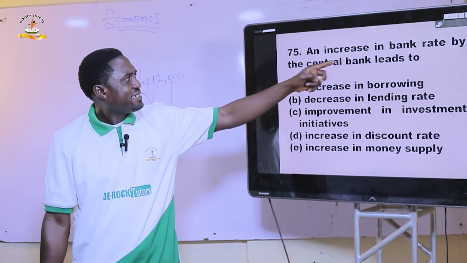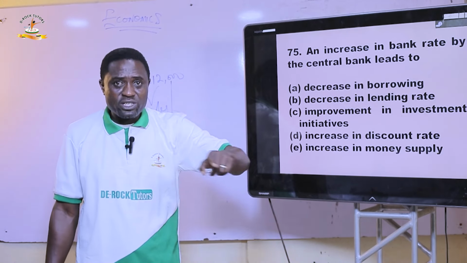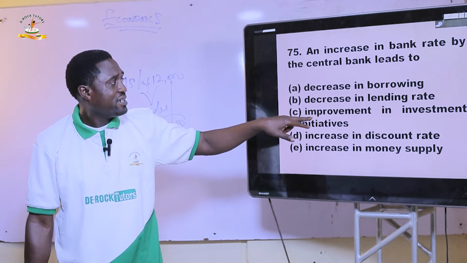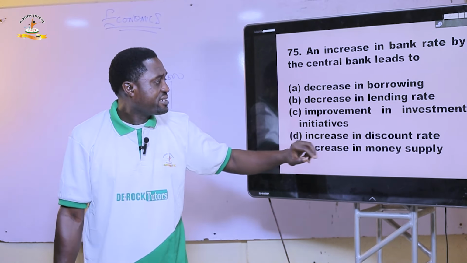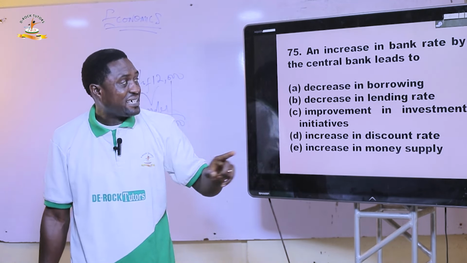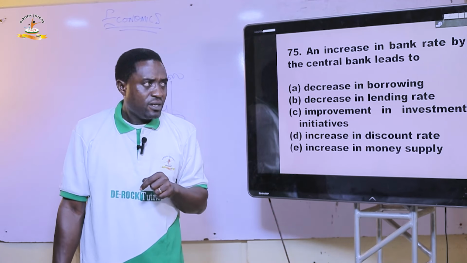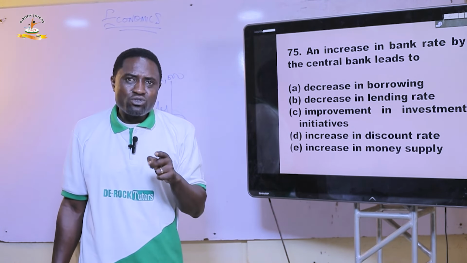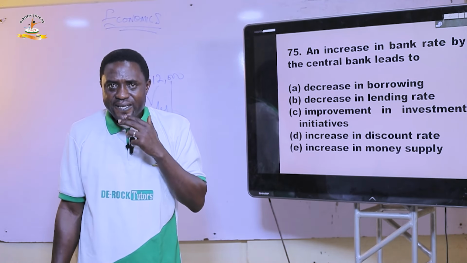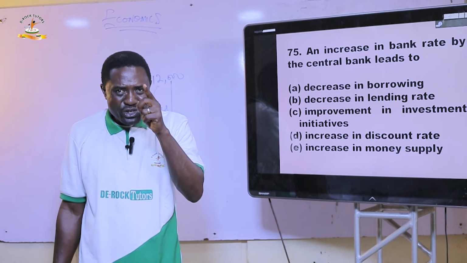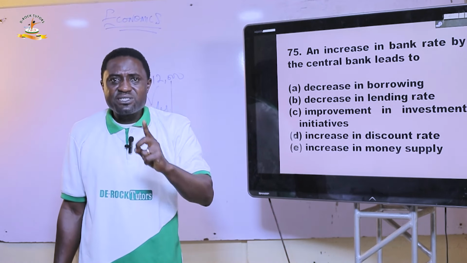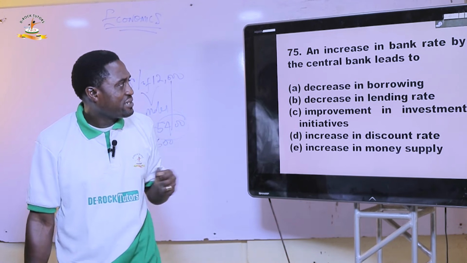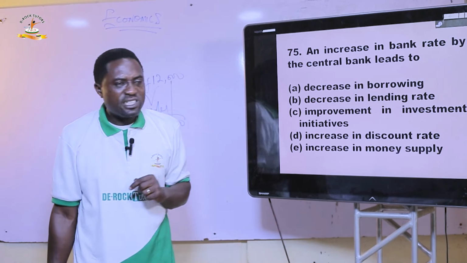So an increase in bank rate by the central bank leads to what? It will discourage borrowing. Options: decrease in borrowing, decrease in lending rates, improvement in investment initiatives, increase in discount rate, increase in money supply. The perfect answer is decrease in borrowing. Because by the time the central bank increases their bank rates, it will be expensive to get money from them. As a result, the rate of interest will increase. And once the interest rate increases, borrowing will reduce. That's why the perfect answer is option A, decrease in borrowing.